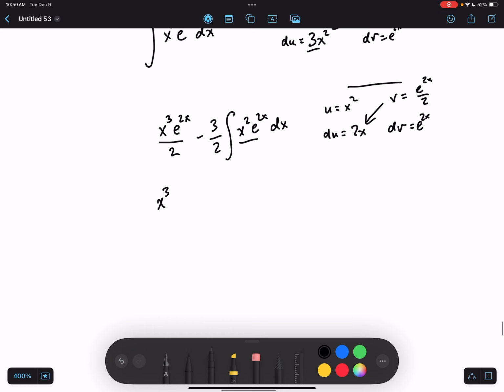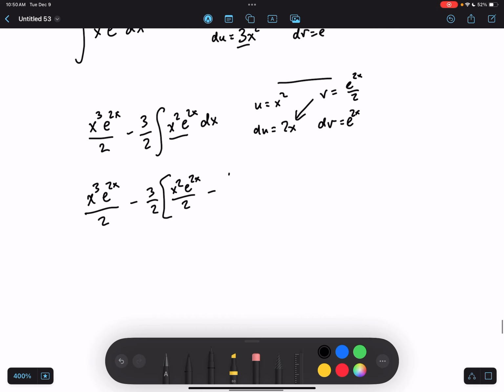We'll carry on the initial bit here, x cubed e to the 2x over 2, minus 3/2, and now we're going to put these in brackets. We'll go across x squared times e to the 2x over 2, so we'll say x squared e to the 2x over 2, minus again another integral. This time we'll be doing 2 out front over 2, so that's just 1, so we'll just leave that there, and we'll just say x e to the 2x dx.